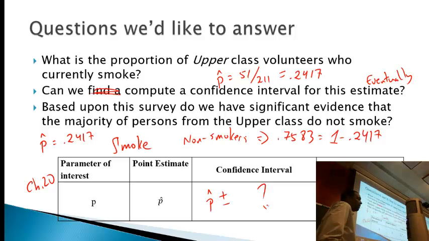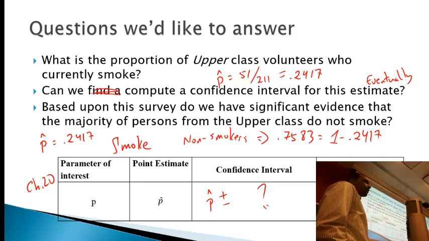We only have 211 people so far. So it's the whole thing. We have to do a confidence interval, hypothesis test, that sort of thing. The 211 people? Well, now we're trying to make an inference on the entire population of all upper class folks in the world.